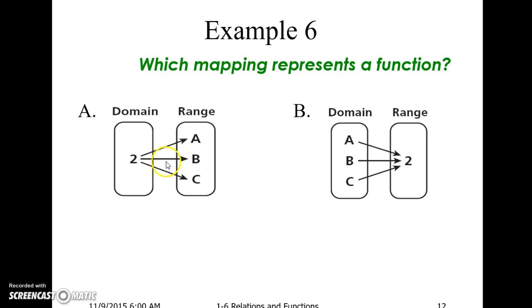Okay, which one would be a function? You have 2 going to A, 2 going to B, 2 going to C. It's like saying student number 2 has an A, B, and C in my class. That doesn't work. What if student A has a 2, student B has a 2, and student C has a 2? They can all have 2s, they can all have the same grade. So b would be the function.